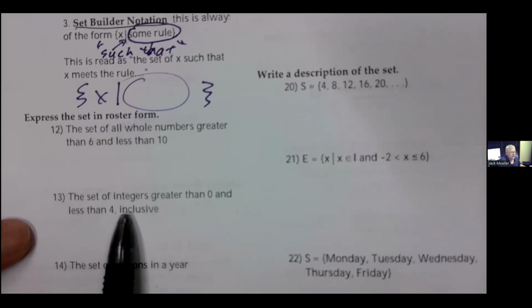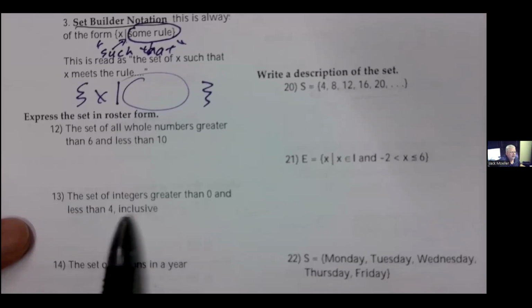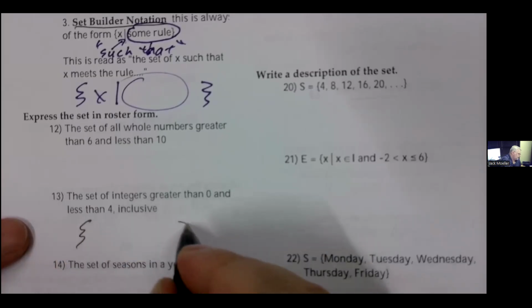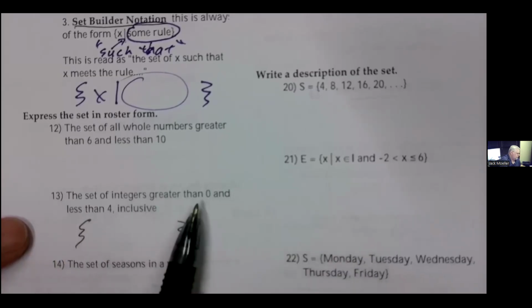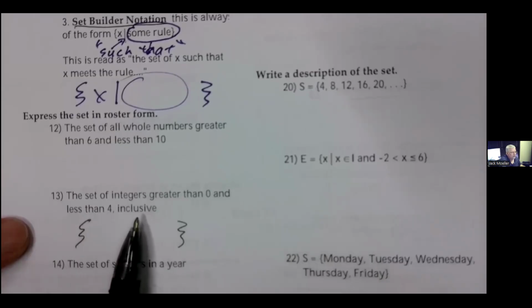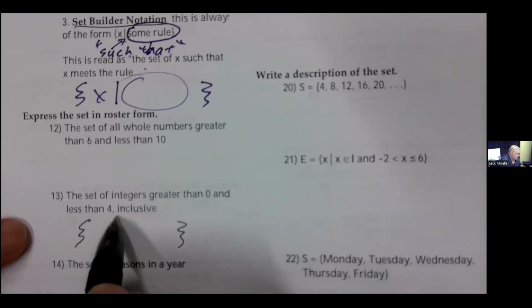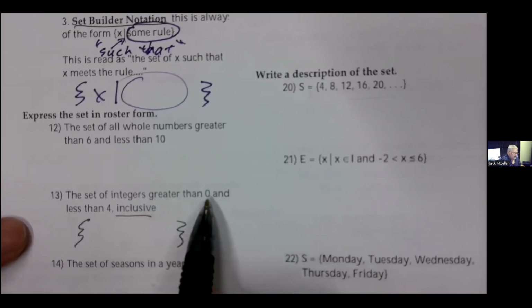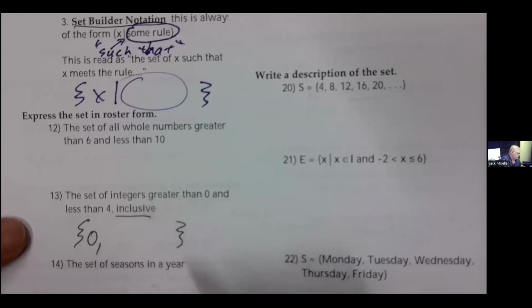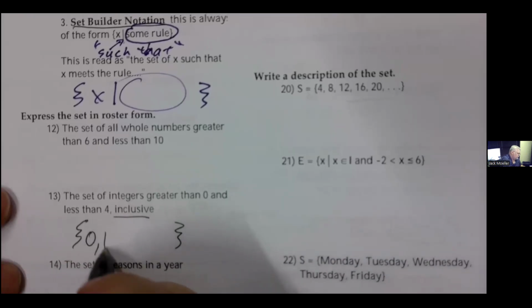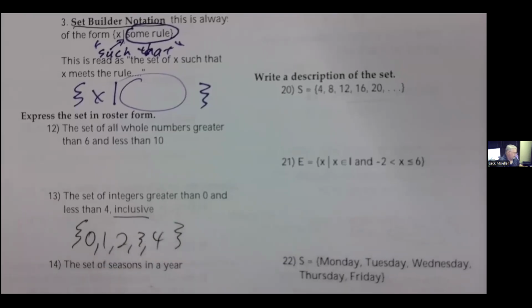It's a set of integers greater than 0 and less than 4 inclusive. For integers, we're dealing with positive and negative numbers and 0. So it says greater than 0, less than 4 inclusive. So where do we start? Do we start at 0 or do we start at 1? Because 1 is greater than 0. That word inclusive says we include 0 and 4. We'll start at 0. We're doing integers, so we're not doing fractions. So 0, 1, 2, 3, 4. That would be the roster form of that.